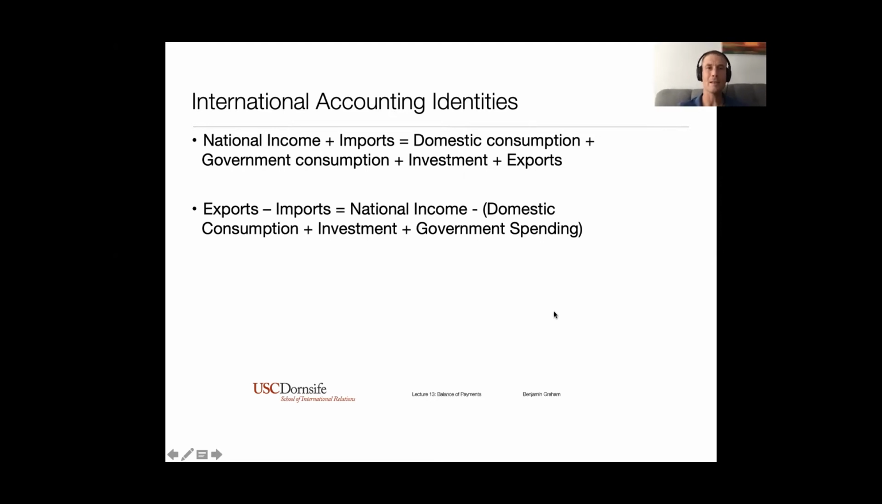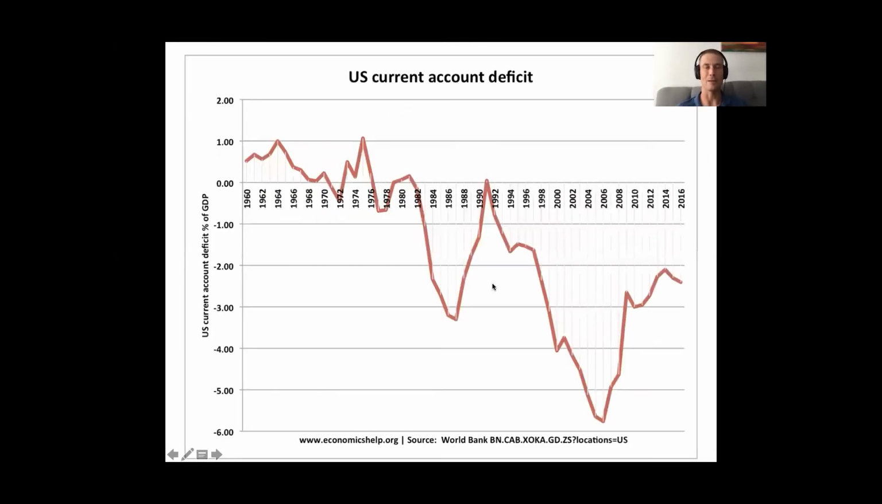But what these identities allow us to see is how connected these things are. Our ability to export and import, and our ability to lend overseas and borrow overseas, is going to affect and be affected by the balance between how much we're producing domestically and how much we're consuming domestically. These things are all tied together. So let's talk about how these things get tied together and how this works out.